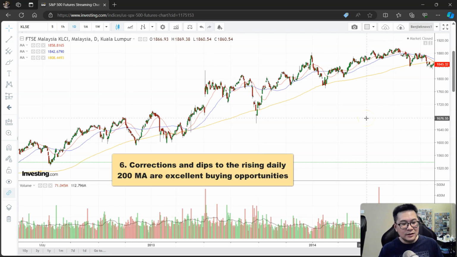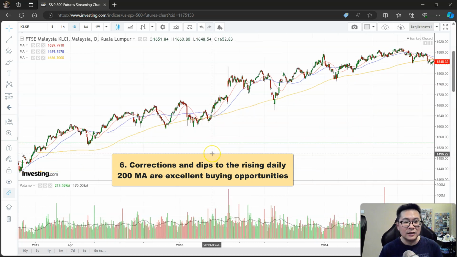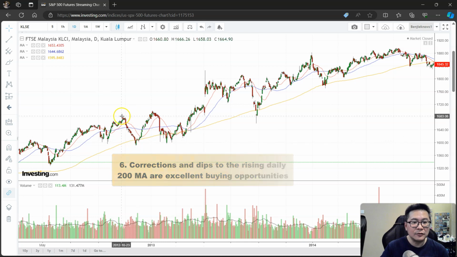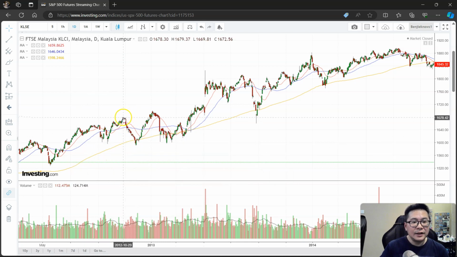Now, the sixth lesson is this: corrections and dips to the rising daily 200-day moving average are excellent buying opportunities. Just look at the period back in 2012 when the index was rising and then corrected here. It was a very nice buying opportunity, a very nice swing opportunity, or a chance to buy stocks cheaper. And then it declined again to the rising 200 MA. This was a very nice time to buy Malaysian stocks, and it went higher.